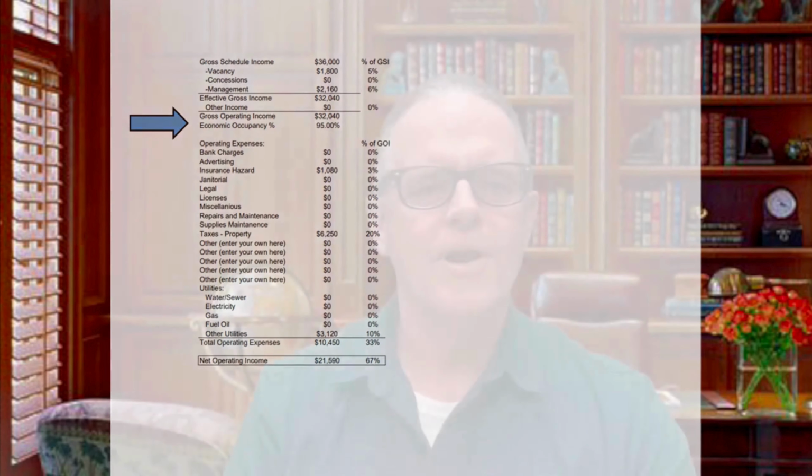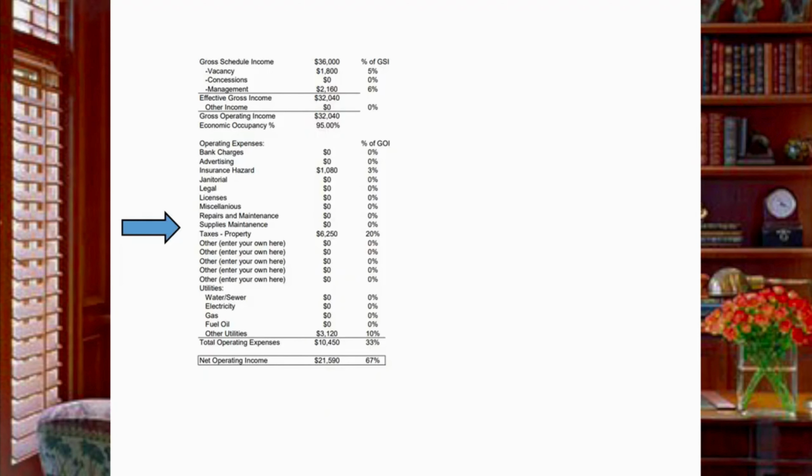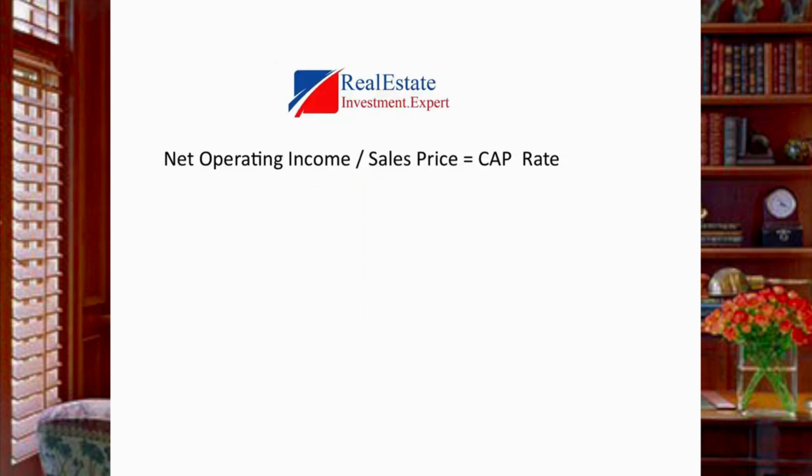Once we have our gross operating income, we're going to subtract out the normal expenses like water, sewer, garbage, insurance, maintenance, those sorts of things. And then we're going to come up with a net operating income. To get your cap rate, divide the net operating income by the property's price.